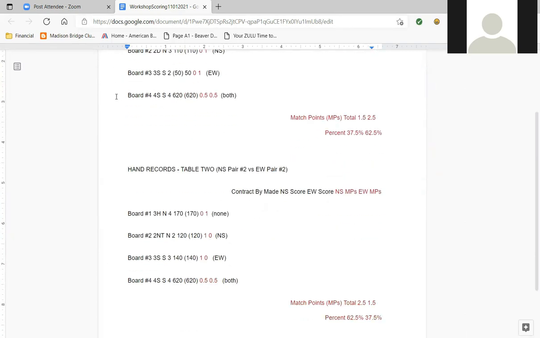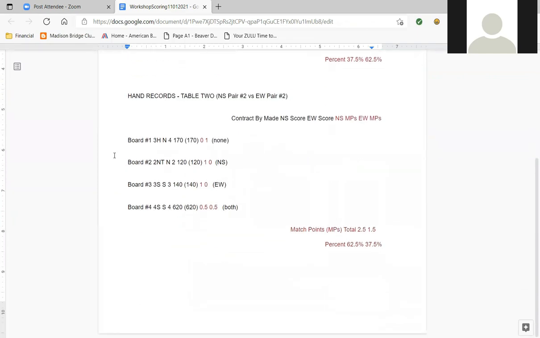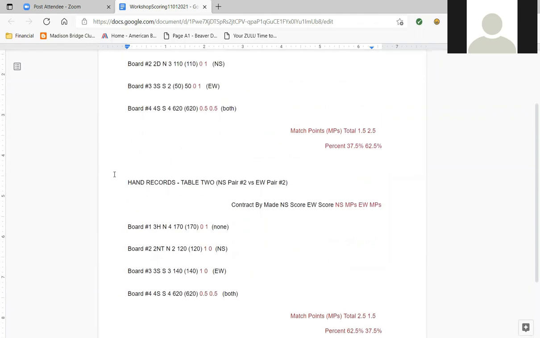Go down to table 2. They played the contract in 2 no trump. Up at table 1, they took 9 tricks. Down at table 2, they only took 8 tricks. But look at their score. It's 120. Because when you play no trump, you get 40 points for the first trick and 30 points for the second. That adds up to 70. Add the 50 to that, and they get a score of 120 for taking one fewer trick than the north-south pair at table 1.